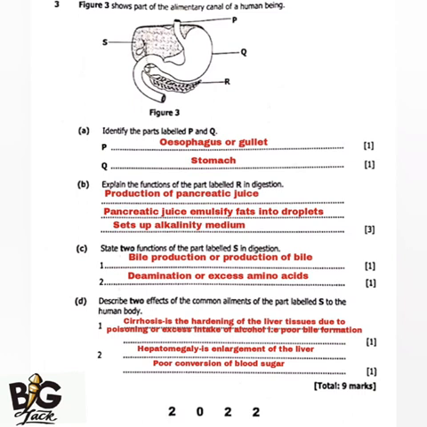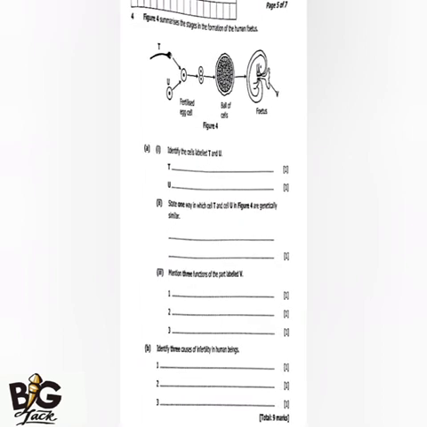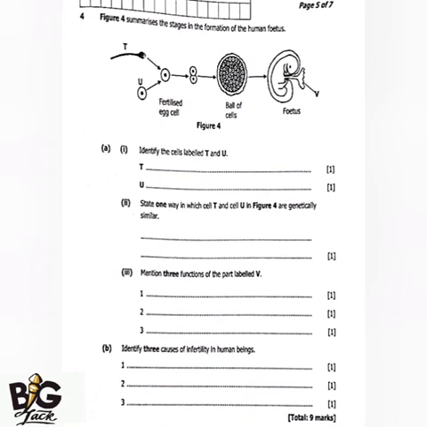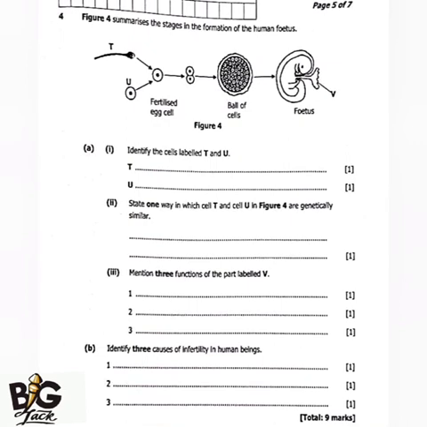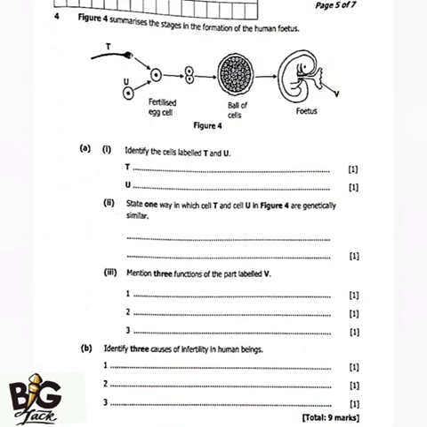Then the next one, which is question 4, is coming from reproduction in animals. It is saying figure 4 summarizes the stages in the formation of the human fetus. So we have cell T, which is called the sperm cell, then cell U, which is called the ovum or the egg, then part V, which is called the placenta. Question A, Roman numeral 1, is saying identify the cells labeled T and U. So T is called the sperm cell or the male gamete, then U is called the ovum or the egg.